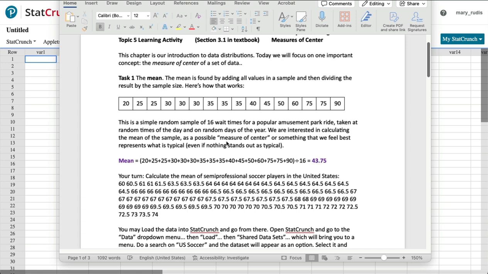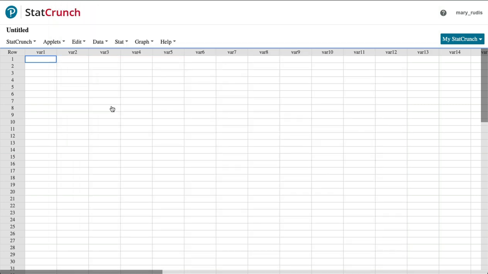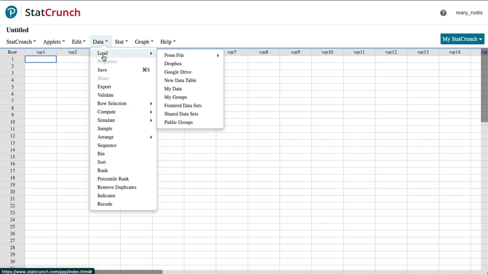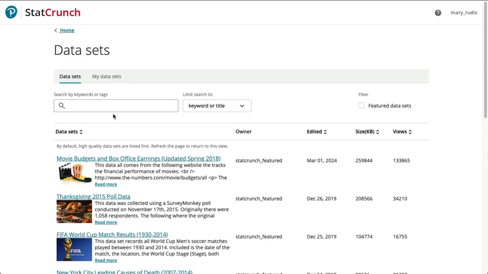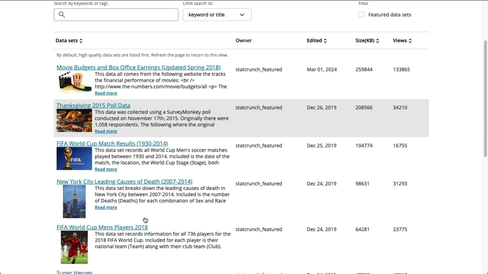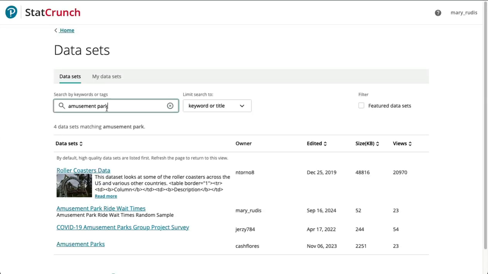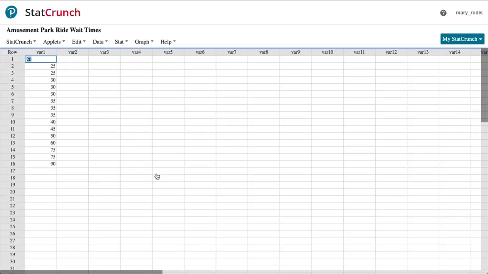I want to show you how we would have done that in StatCrunch. In StatCrunch, we have access to data sets that are all included in our classroom activities. So we're going to go under data and go to load, and these are shared data sets. That opens up a window here. There's a whole bunch of data sets here, tons of them. I'm just going to do a search on amusement park. And lo and behold, there's one with my name on it. That's the one you want to do, because it's the 16 numbers that we had.